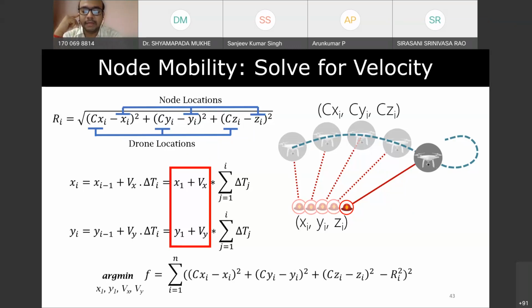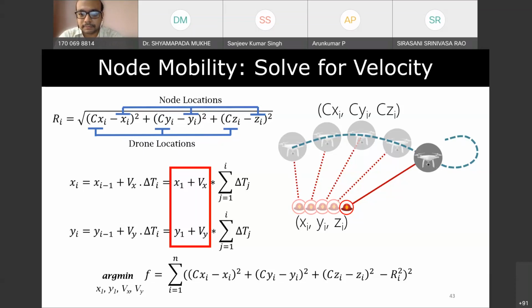We want to minimize this function. ri is the range that you have estimated, and this is the square of the Euclidean distance. We are basically doing a least square error minimization and getting values of x, y, vx, and vy. So this solves for the node mobility not by solving for the location, but by solving for the velocity.